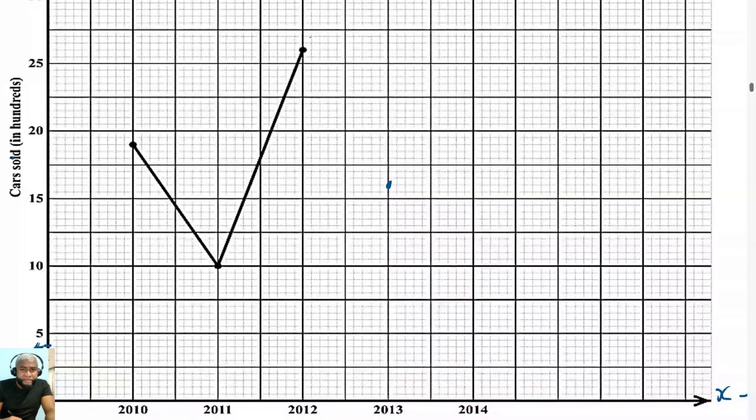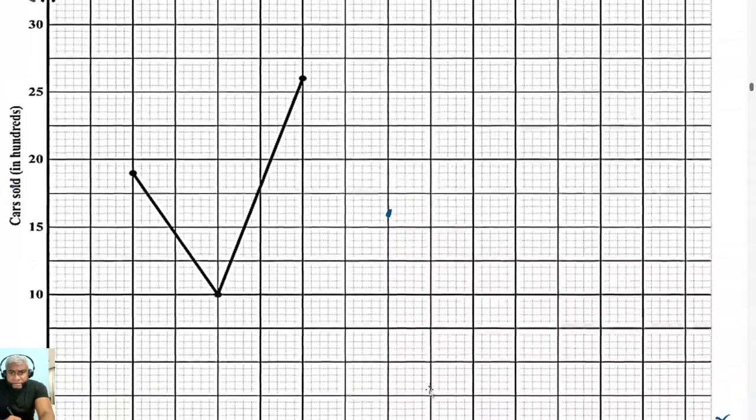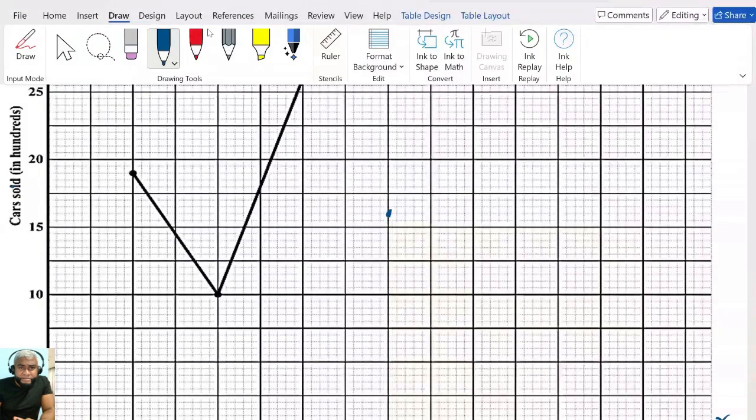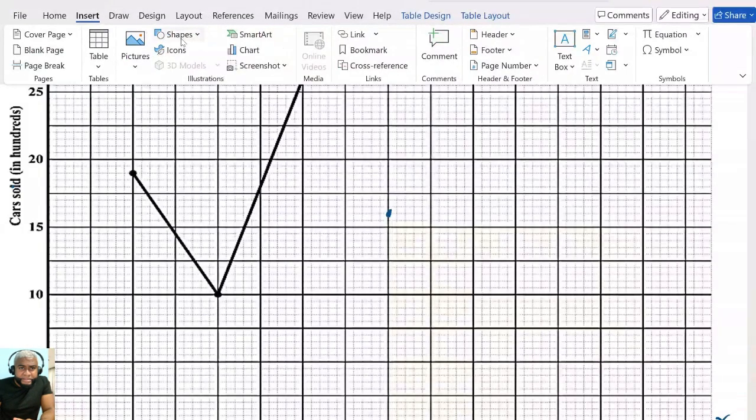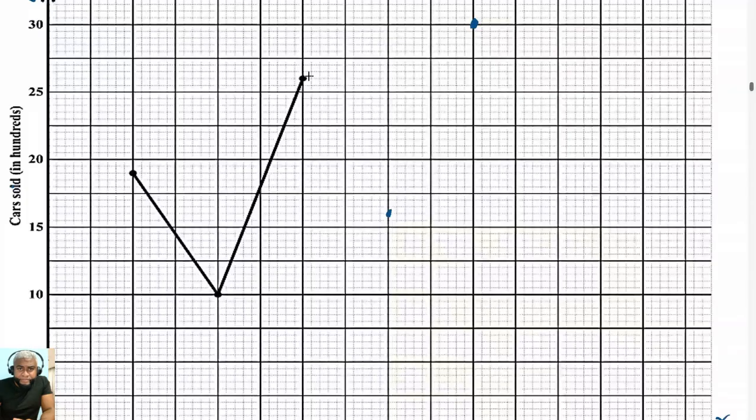So I draw a straight line from 2012 to this box. And then 2014 was what? Somebody tell me the number for 2014 now. 30. So I'm going straight up to 30. That will be here. Simple line graph. This is the easiest question I ever do for graphs. Alright, so let me join them up, right? I need to insert a line. Boom, bang.